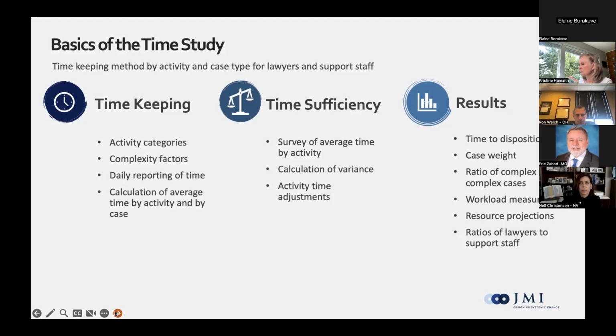What you get from that is time to disposition for different case types. You get a case weight. In other words, what's the level of effort associated with that case type. You can get a ratio of complex to non-complex cases, which can be really important in making a case to funders. You get what we call a workload measure, which is the measure that we use to project resource needs. In other words, given the level of effort of case-related and non-case-related activity, how many cases can an attorney or support staff member reasonably handle? And then you get your resource projections and ratios of lawyers to support staff.